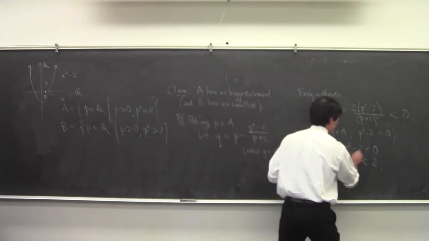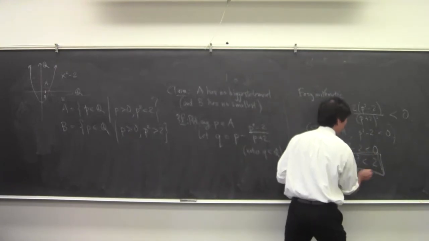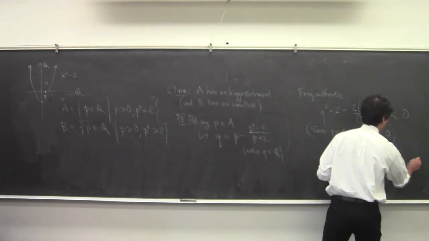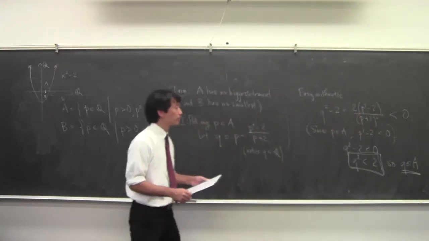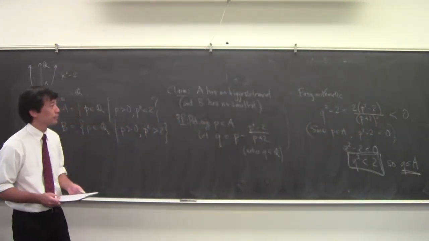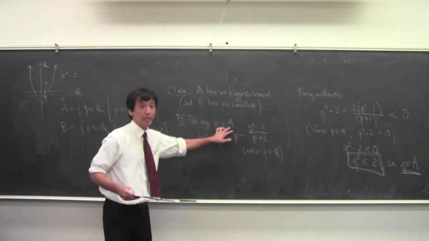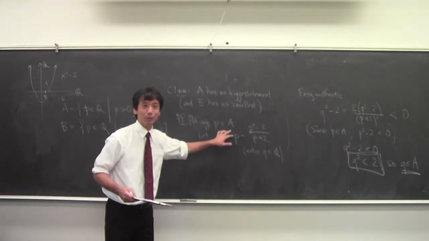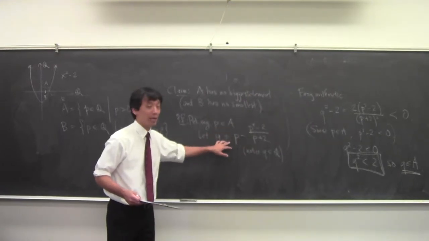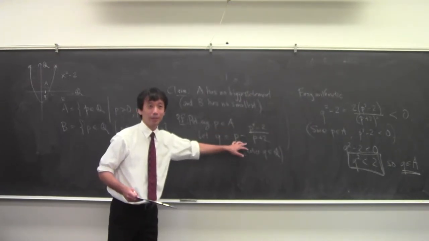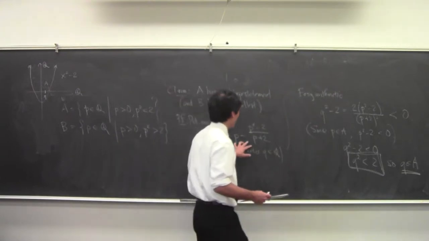Right, so Q squared is less than 2, so Q is in A. Q is also in A. We picked this guy in A, and we created a second guy who is also in A. Why do we care?